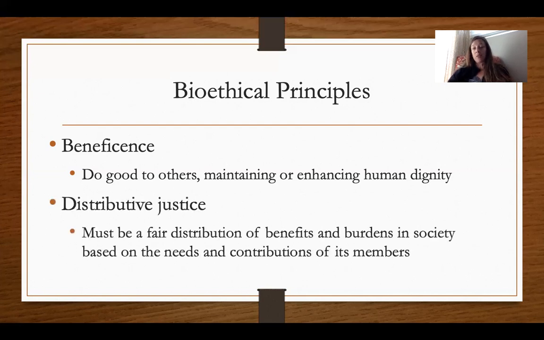And then the final principle is distributive justice, which goes along with themes where we talk about social determinants of health and social justice within public health. It's the idea that there should be a fair distribution of benefits and burdens in society, and that it should be based on people's needs and contributions.